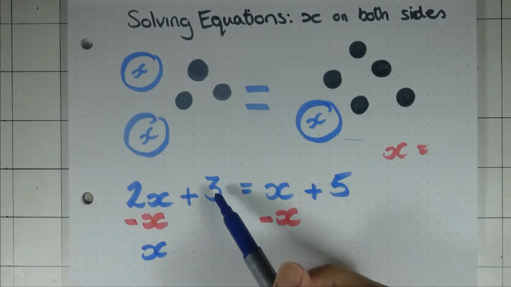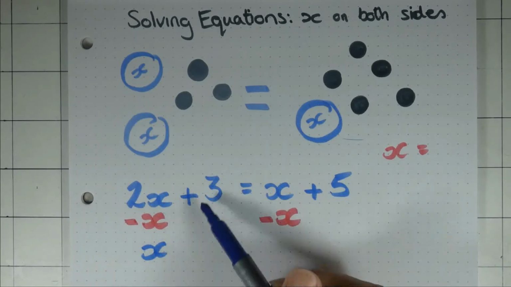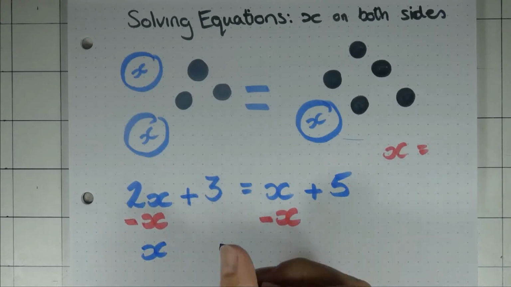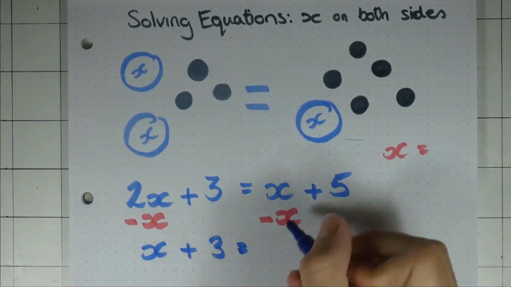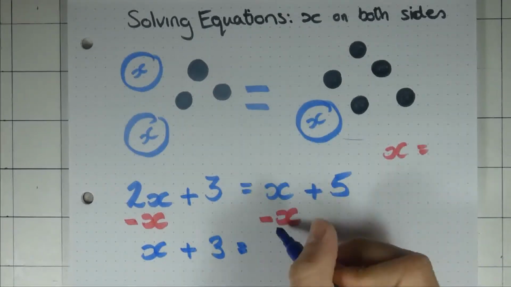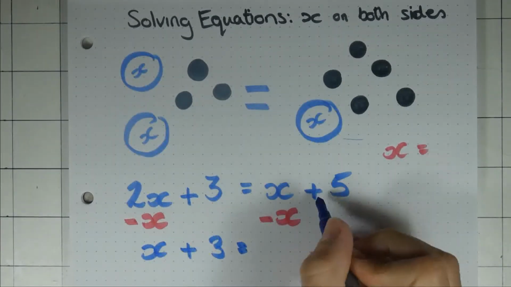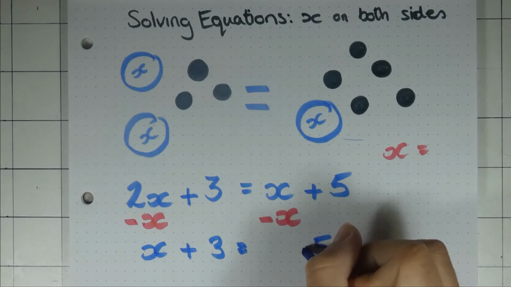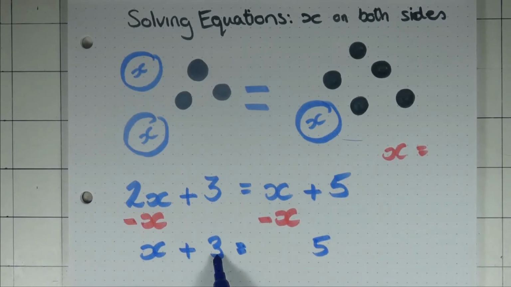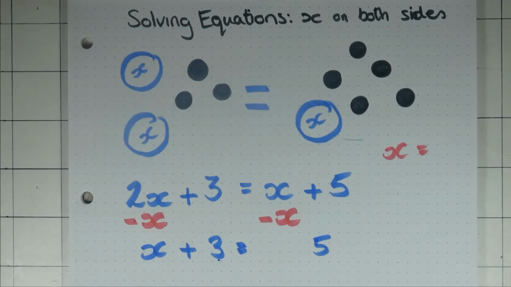And then we've got 3 plus 3. Now, that's not being affected. We've only taken away an x. We're not taking anything away from the 3. So 3 just stays. Then we had an x. We took away an x. So that's 0. And then we have our 5 at the end. Okay, so what we now have is x plus 3 equals 5.